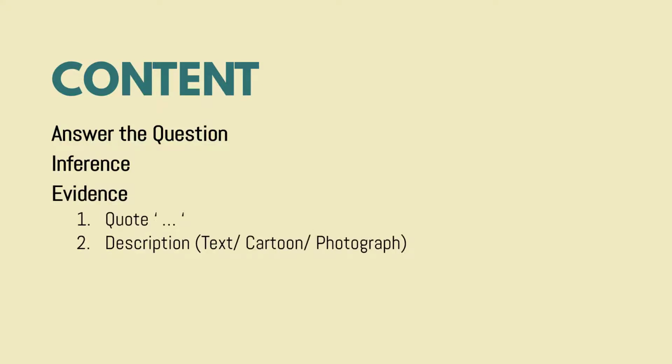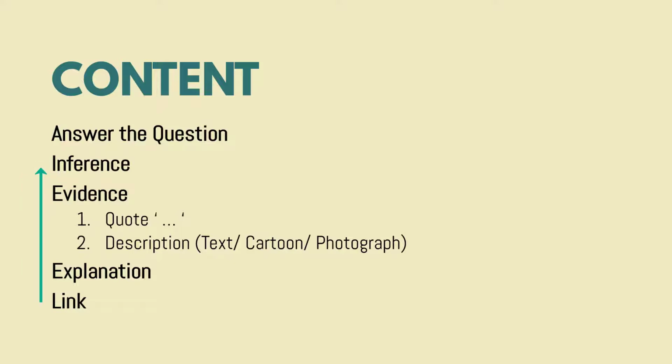You need to quote with a quotation mark. Next, we come out with a description from the text, cartoon or photograph, and we go on to explanation. We explain why this evidence is helping the inference. How does it support the inference? And last but not least, we need to link back to the inference itself. Usually, some teachers actually recommend to skip this.